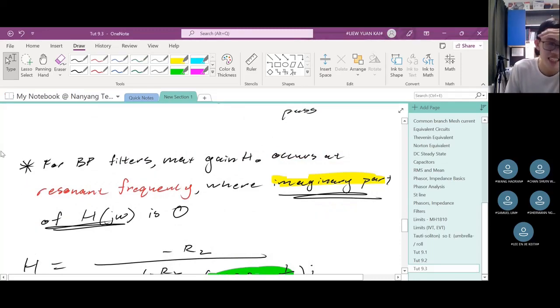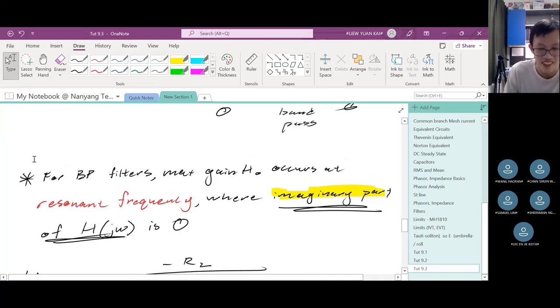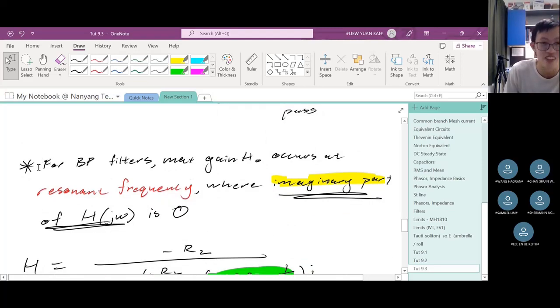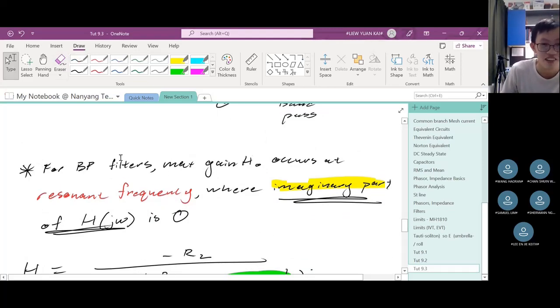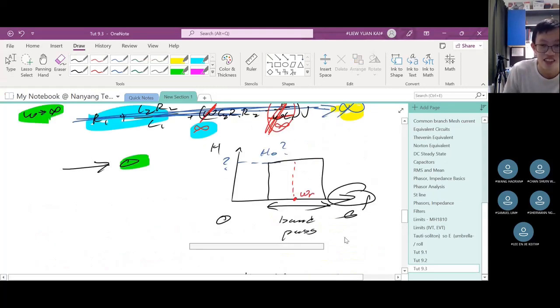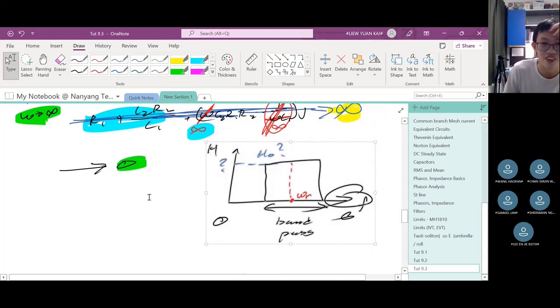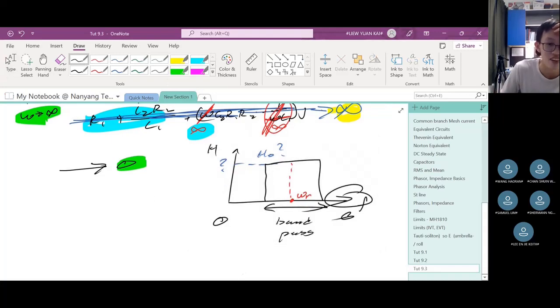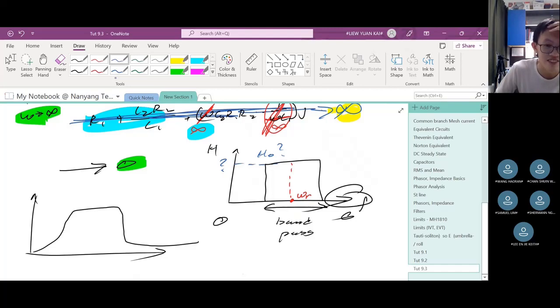For the bandpass filter, it's an undiscussed fact that to find the resonant frequency, the maximum gain occurs at the resonant frequency. Let me draw for you what a real bandpass filter graph looks like. This one is ideal, right? If it's ideal, then it's a very sharp and nice rectangle. The non-ideal one will look something like this. It tries to look like the rectangle.